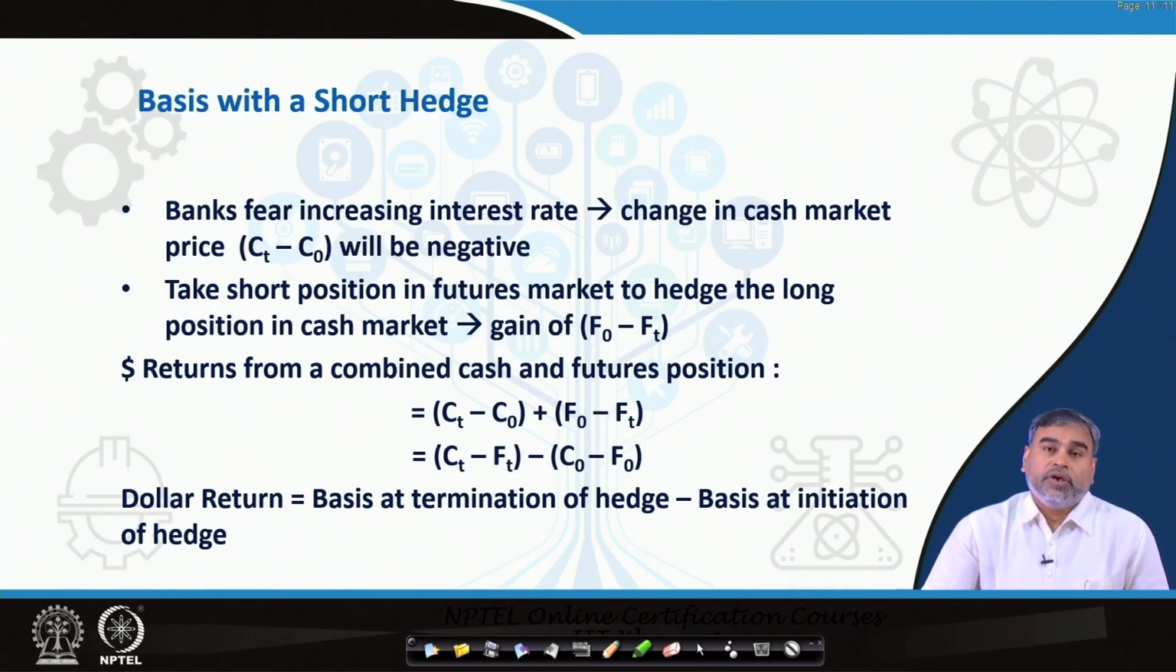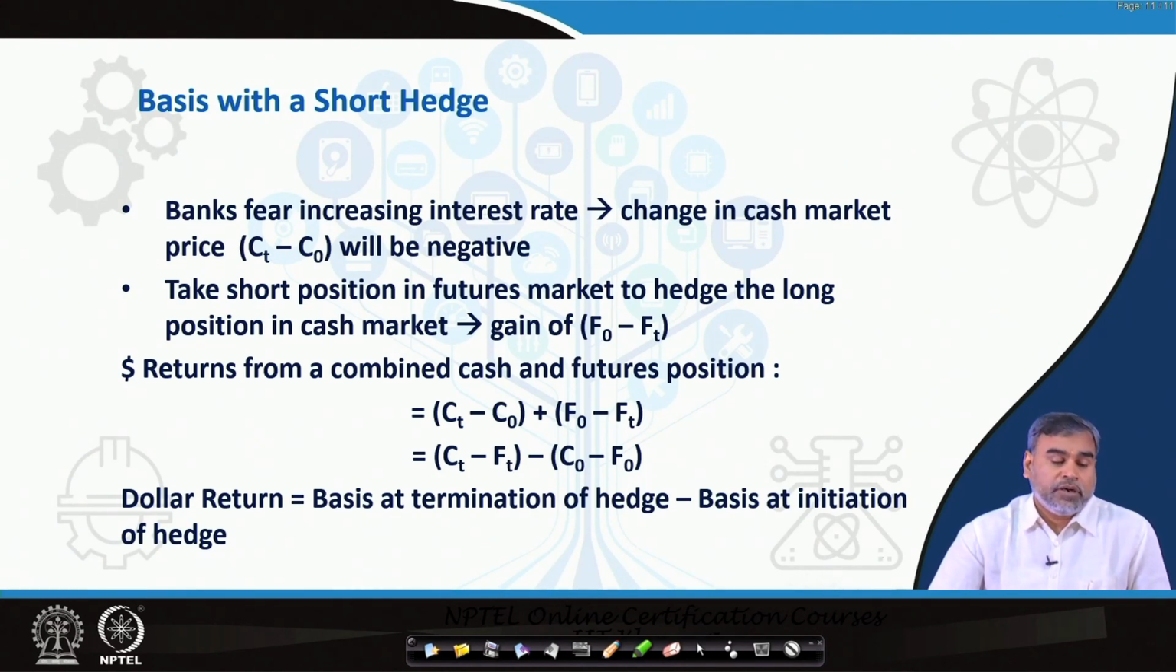Then we already know what the basis is. The basis is nothing but the difference between the spot price and the future price, and in the end, whenever the particular contract matures, the basis will be 0. That means there will be no difference between the spot price and the future price.